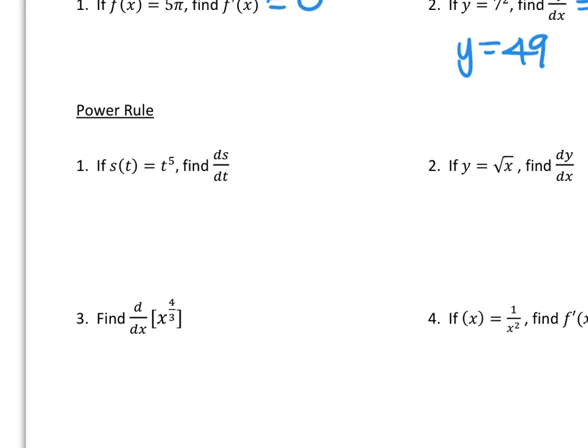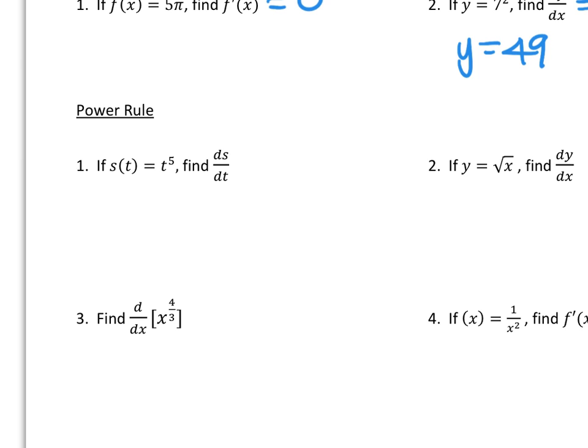So here we have the power of 5, and if you guys can recall, this is a function s in terms of t. There's the derivative of the function s. Our input is a t, so it's the derivative with respect to t. Now again, that's going to be part of the expectation of how to write these answers.